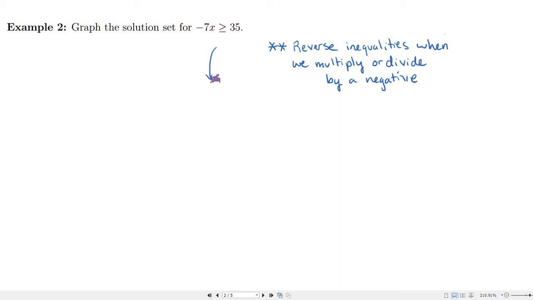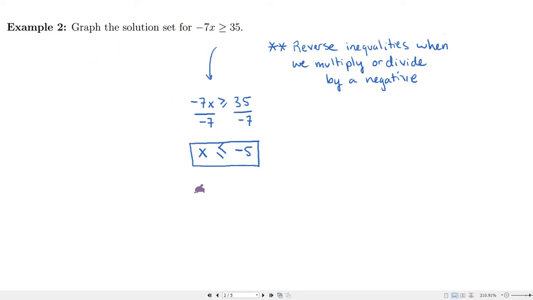So let's do that. We have -7x greater than or equal to 35. So we're going to have to divide by this -7. And because we're dividing by a negative, we're going to reverse this inequality here. So it's now going to be a less than or equal to. By doing this, we will get an x on this side, and over here we will have -5.